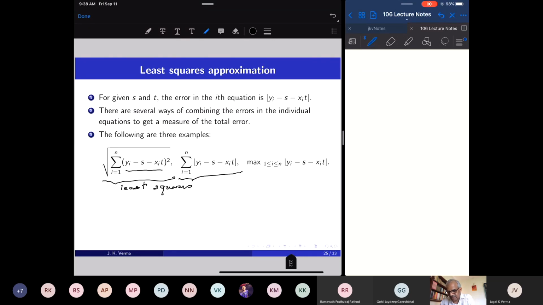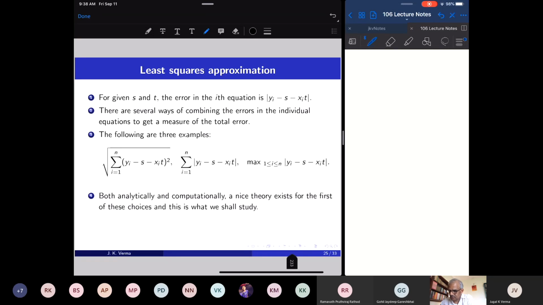Simply take the sum of the errors, don't square. Or we could take the maximum error in each of the data. So there are all these standard methods of computing the error, but in practice, in many situations, it is the least square error which is found to be the best. There is a theory for each type of error, but we will look at only this.